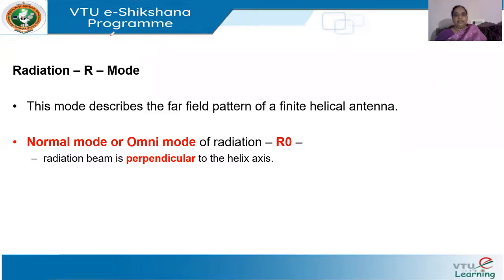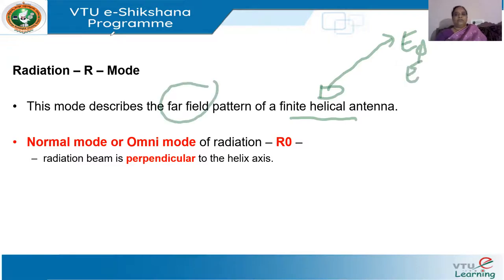I have this helical antenna here, finite mode, and its effect. This is your E phi or E theta. That's your far field, EF, you can see. So the far field pattern, how does it look? It is represented by the R mode. In R mode, once again, you have the two modes.